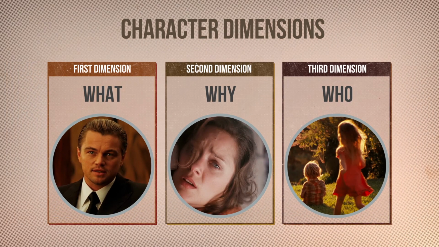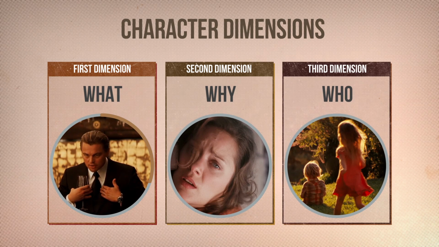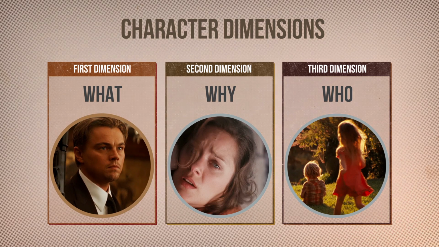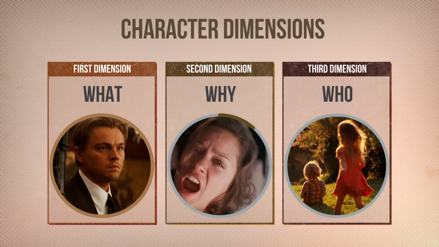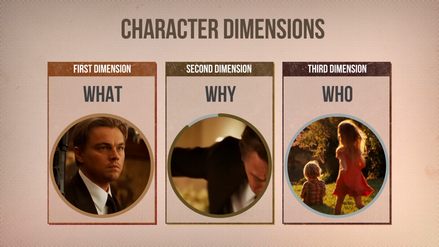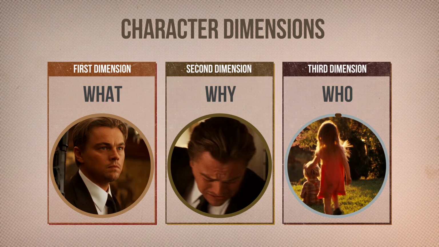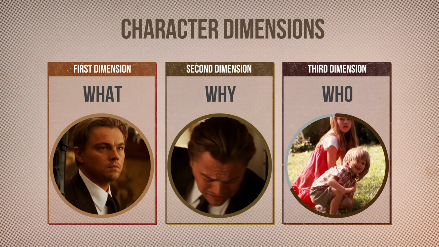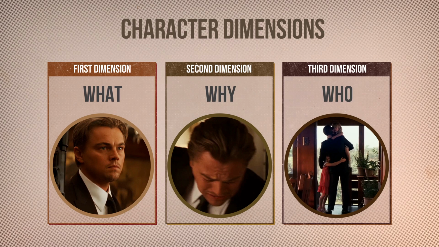So let's begin with character dimensions, which ensures there are 3 separate layers to all your characters. The first dimension, otherwise called the what dimension, is what the audience first sees of your character, their surface traits and behaviorisms. The second dimension, or why dimension, is where the audience learns the reasons for the way the character acts and behaves. And finally, the third dimension, or who dimension, explores who the character is deep down, what's most important in the world to them.